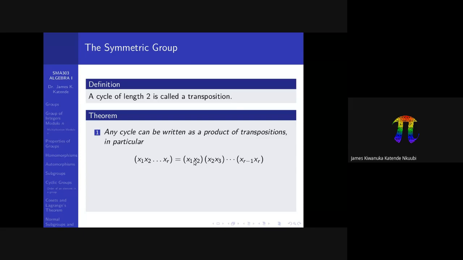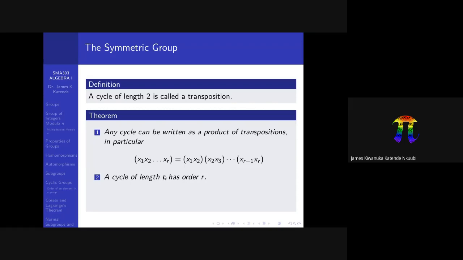So now, what this means is that the operation between these cycles is the composition of functions. So this is a cycle that sends x1 to x2 and x2 back to x1 and leaves everything else fixed. So that's the map, this cycle of length 2. This is a map that sends x2 to x3 and does not move anything else. So we are getting a composition of r minus 1 functions, and these are the cycles of length 2. We will not prove this, but we shall illustrate it using some examples in a minute.